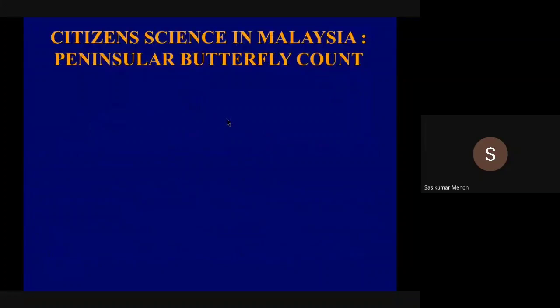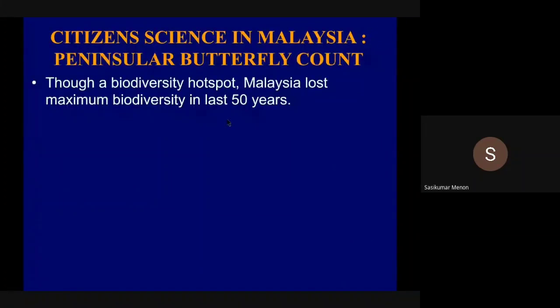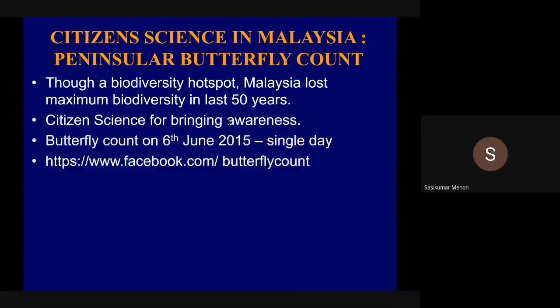Same here. This is what they did in Malaysia. To improve awareness, they started a butterfly count, which is called the Peninsular Butterfly Count. And they did this on 16th June 2015. They have a Facebook website which is still active. They just published a paper on this in 2020. You can check it on Facebook, and they have photographs also.